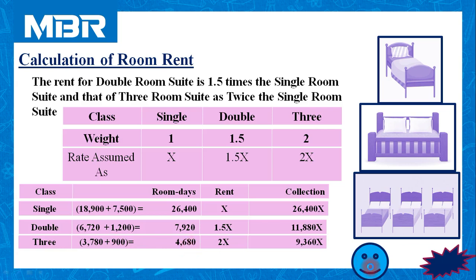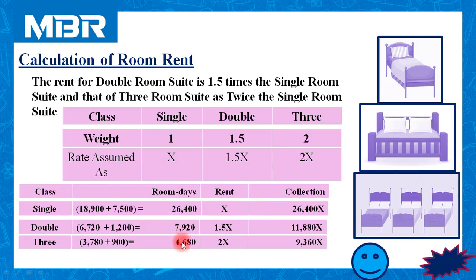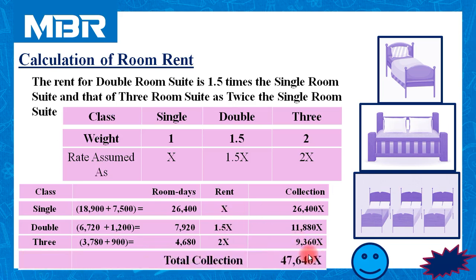For 3-room suites, we have 4,680 room days. You can check this calculation again. During the summer, 3,780 room days for 3-room suites, and in winter only 900. So 3,780 plus 900 equals 4,680. The room rent is fixed at 2x, so 4,680 multiplied by 2x. The collection from 3-room suites is rupees 9,360x.